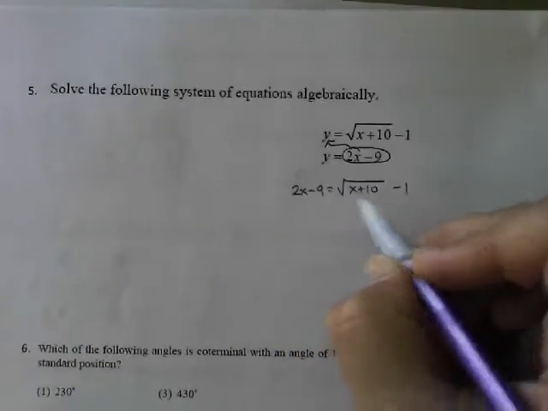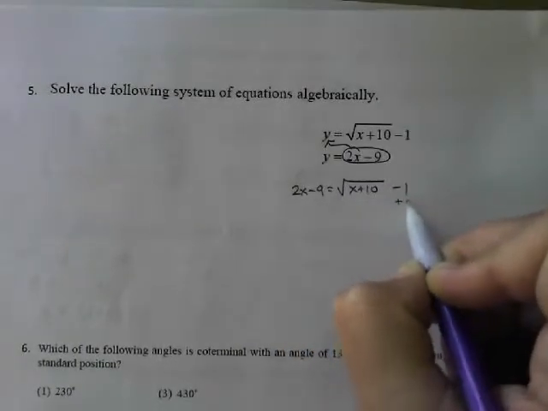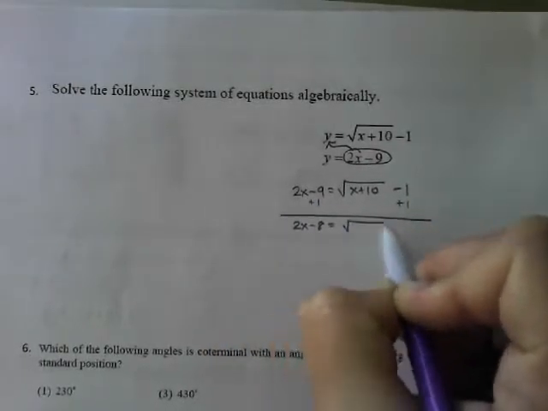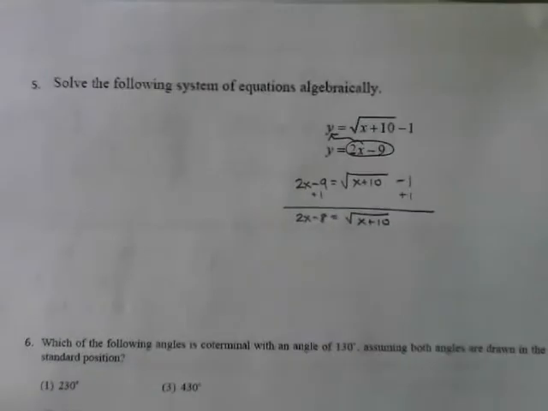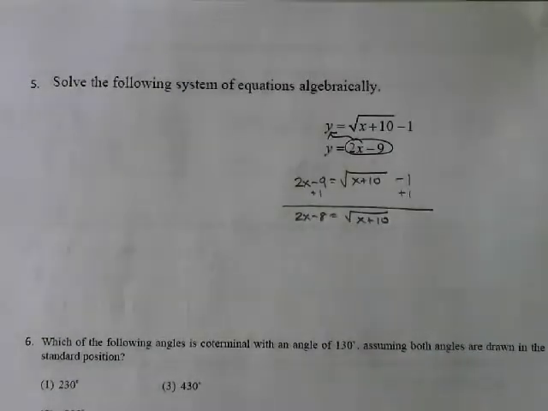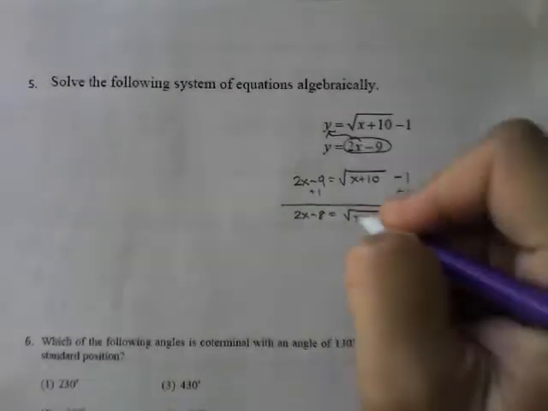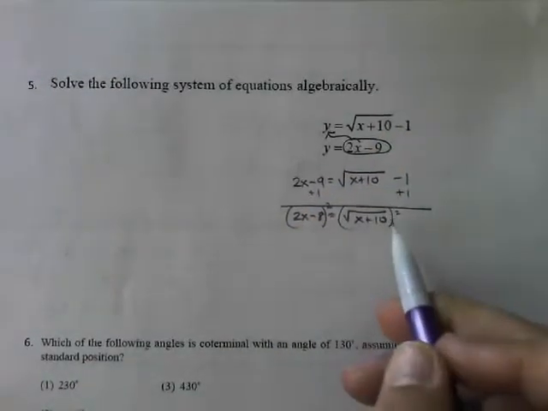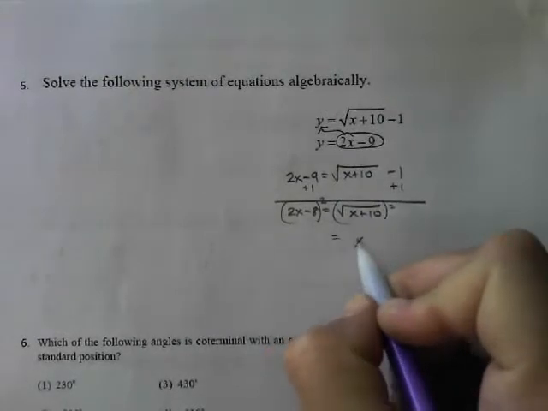So with radicals, get the radical all by itself. So if I add 1 to both sides, my radical's all by itself. I get my radical all by itself so that I can square both sides, which will be a nice clean elimination of the radical over the x plus 10.